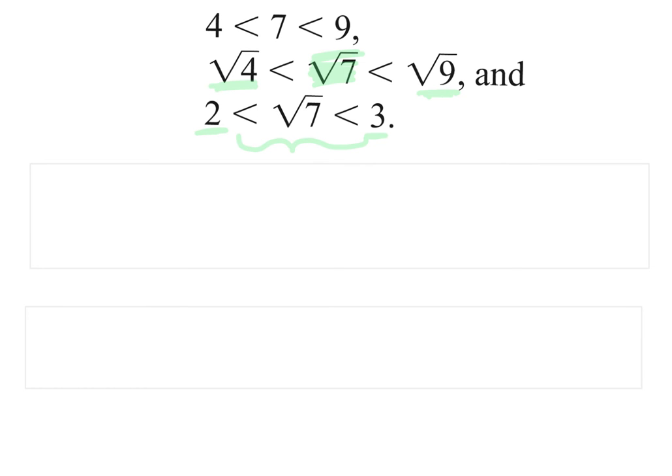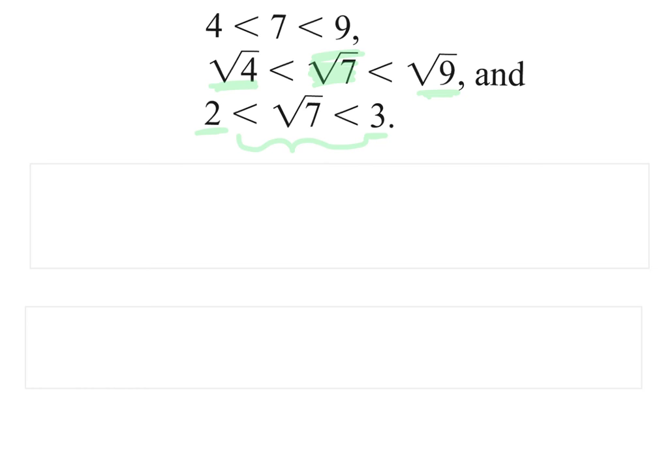So if you were to graph this on a number line, you would graph it somewhere between 2 and 3 because that's where it's going to fall, right? 3 is going to be bigger than it. 2 is going to be smaller than it. And somewhere between 2 and 3 is going to be your square root of 7. And that's where you get into estimation.